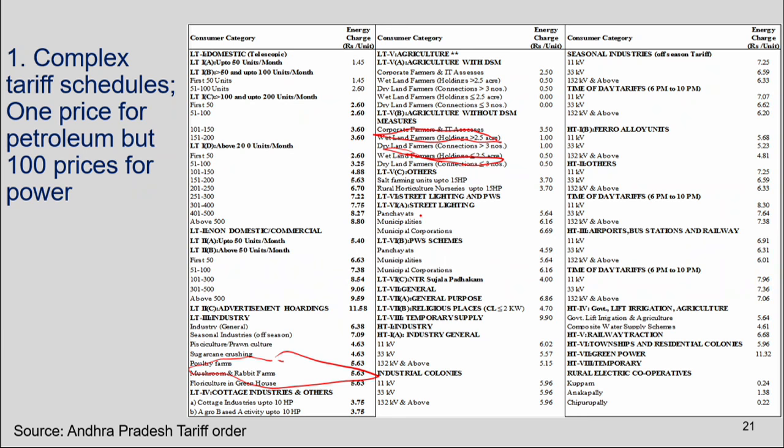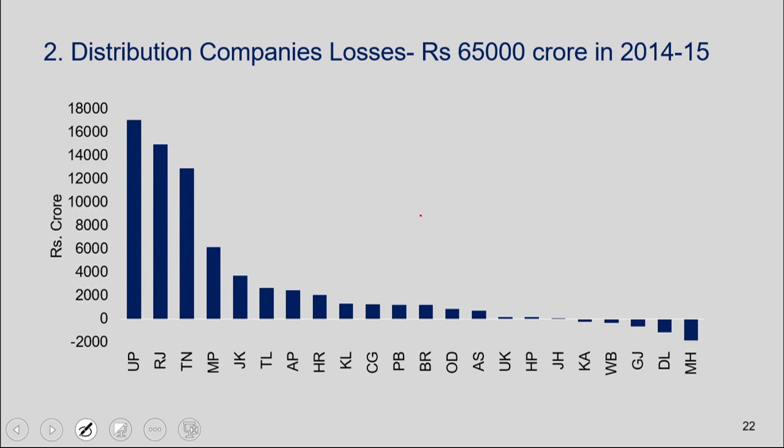We've at least looked at two states now. We looked at this and the other one, which I can't mention. But anyway, this is one simple but actually very important reform that can happen quite easily. The second thing, of course, has given rise to one of the new schemes that the government implemented two years ago. We know that the classic case is that distribution companies face huge losses.